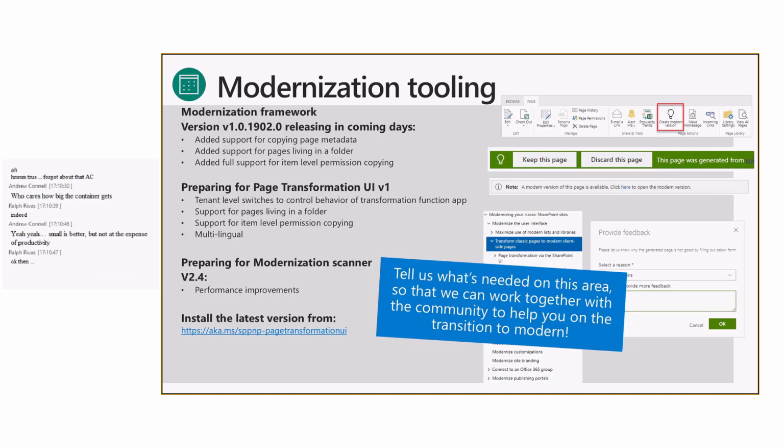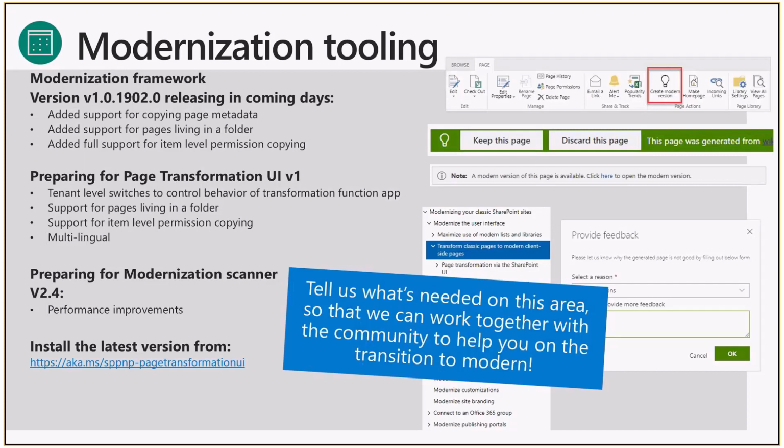Also, the page transformation did not yet support pages living inside a folder or inside a folder structure. If that's the case now, the page gets transformed and ends up in the same folder. Initially, it ended up in the root of the folder, so that's fixed. And the final thing that we have added is full support for item level permission copying. So if you have specific permissions for a particular page and you modernize the page, by default, the same permissions will be applied on the created modern version of the page.